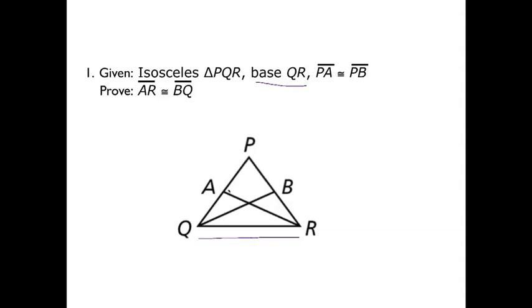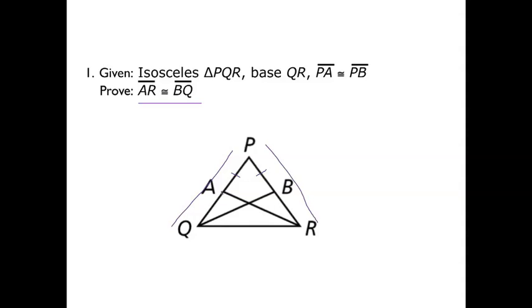So what is a congruent side? PQ and PR. Those two full sides are congruent to each other because this is an isosceles triangle. It's the definition of an isosceles triangle. We also know that PA and PB, these smaller sections, happen to be congruent to each other. We'd like to prove that that means that AR and BQ are congruent.